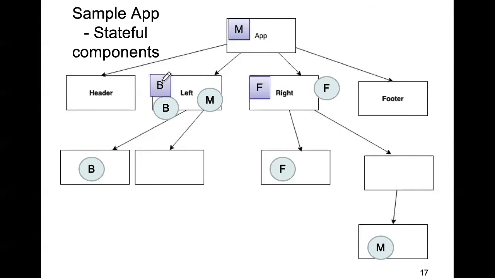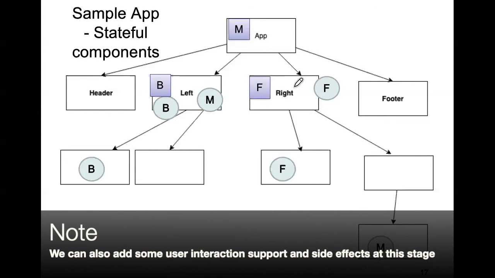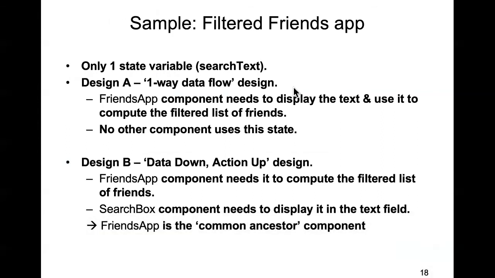So we finish up with three stateful components, this one, and this one. And that's very typical. Our state is scattered around the place. All of the other components are stateless. This just talks you through the similar kind of process with the filtered friends. So you can read through that yourselves. I don't need to go over that again, I think.